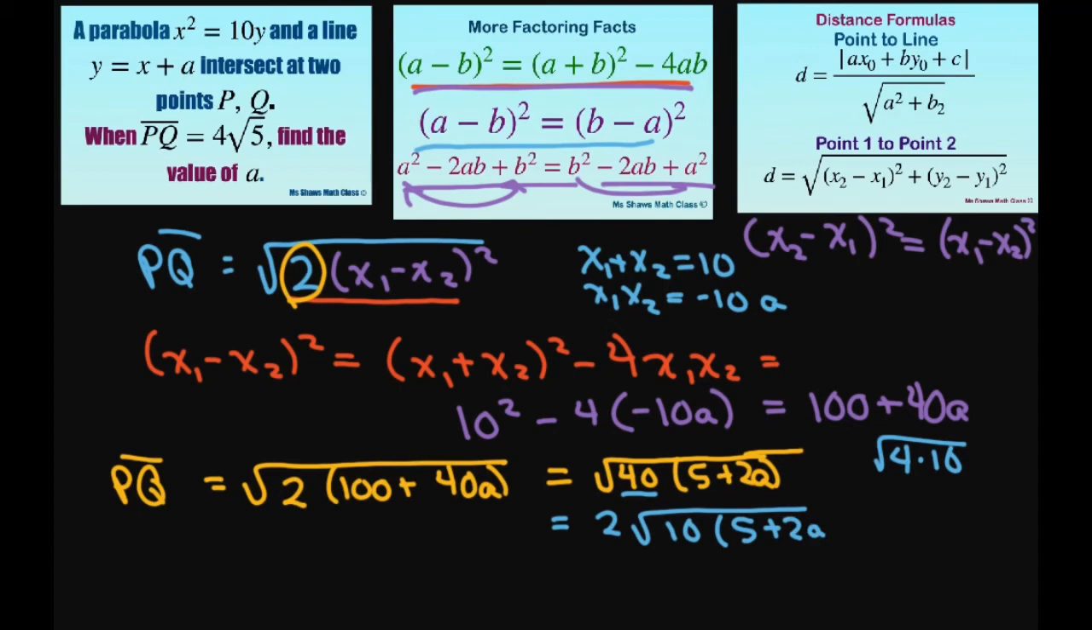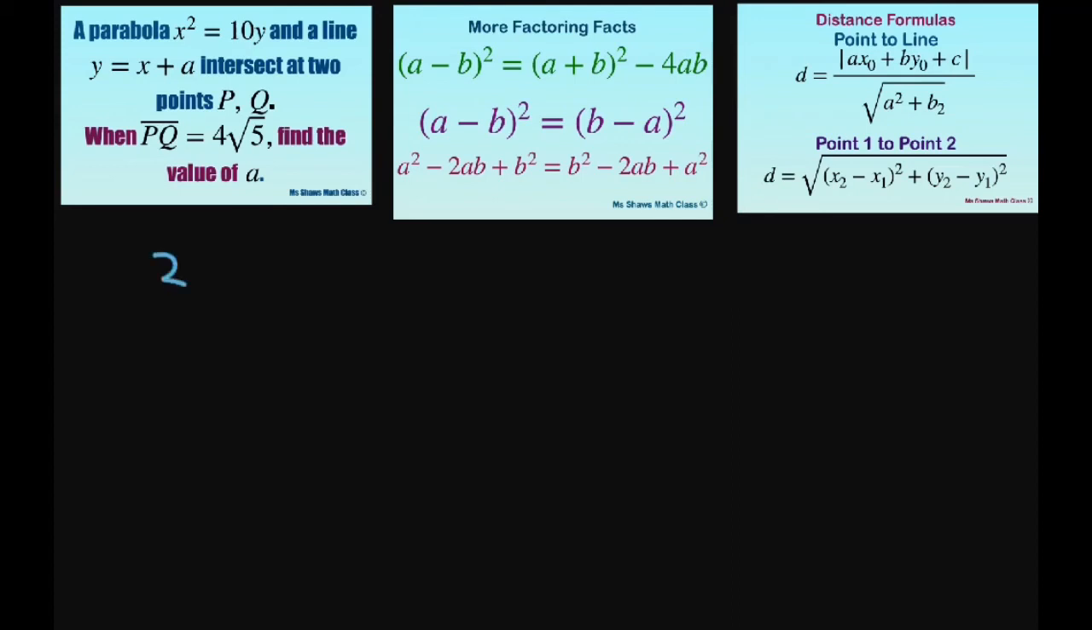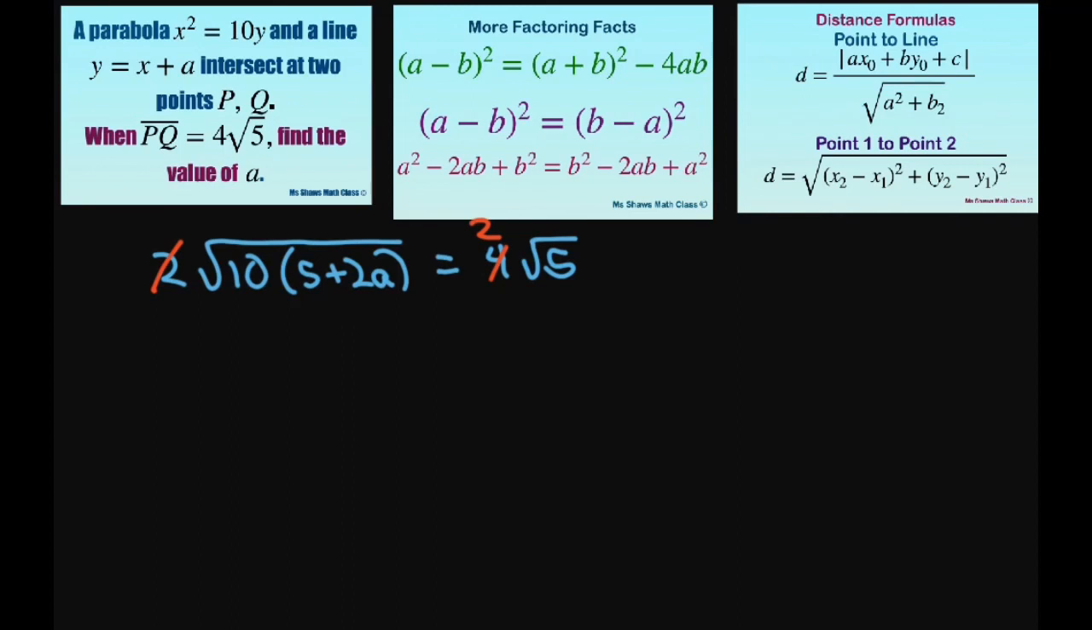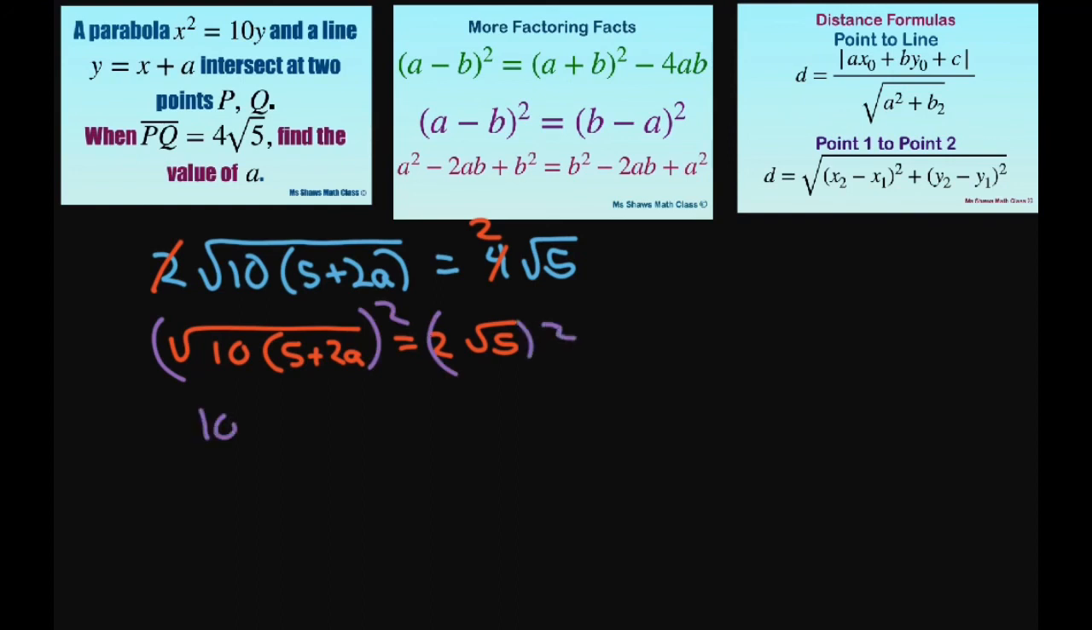Now, I'm going to go ahead and remember that our PQ length equals 4 square root of 5. So that's what we're going to do next. We have 2 square root of 10 times 5 plus 2a equals 4 square root of 5. All right, so basically what happens is divide both sides by 2, so that makes that 2. So now, when you square both sides, you're going to get 10 times, there should be a parentheses, 5 plus 2a equals 4 times 5, which is 20.